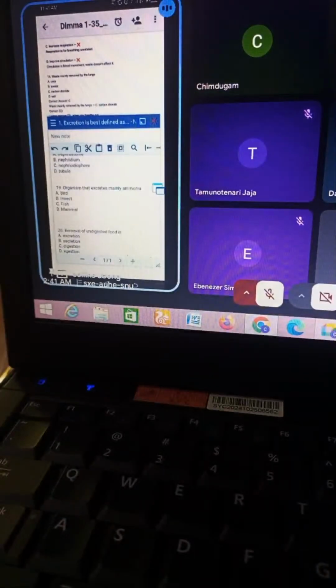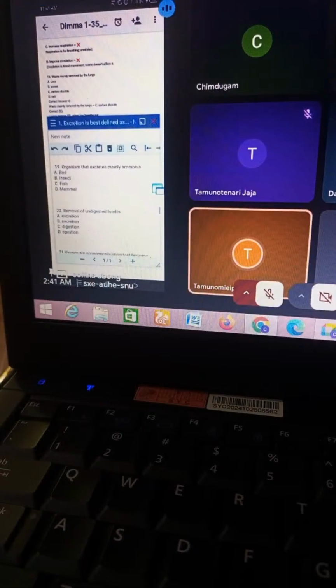Number 19. Organisms that excrete mainly ammonia. Is it A? Yes. No. They are still confusing urea with uric acid. He said they do not excrete urea, they excrete uric acid. Yes, fish is the answer, correct. Fish is the answer. That's 20.